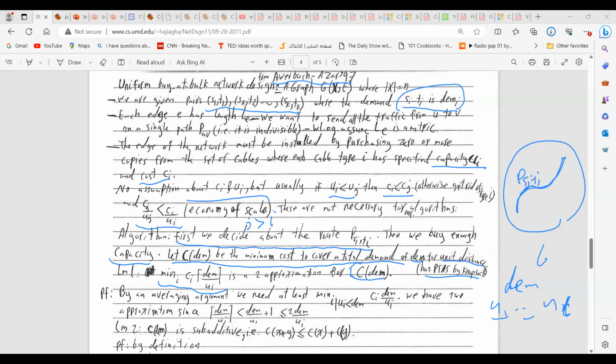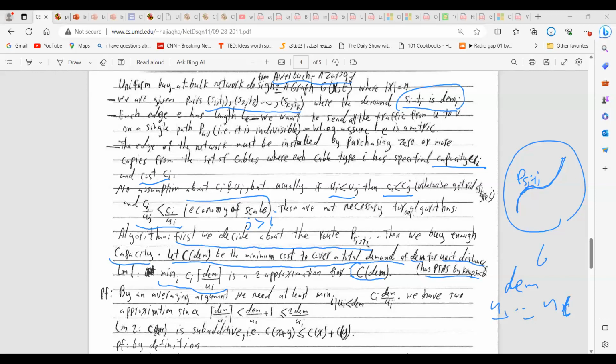Okay. But more interesting, the types here, they don't depend on the edges, right? Yeah, the types are general. So this is also uniform. This is the set of types that you have, and they are the same for all edges. And you have finite numbers. Yeah, finite. So essentially it's mentioned here.